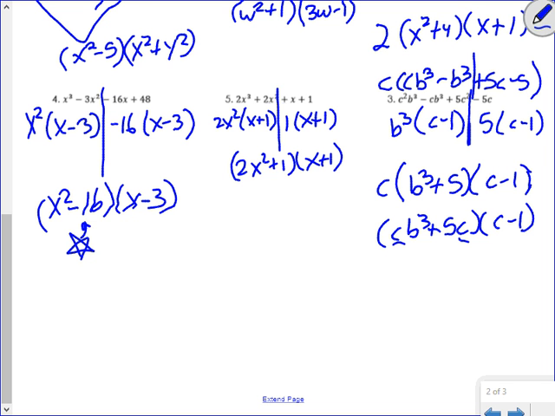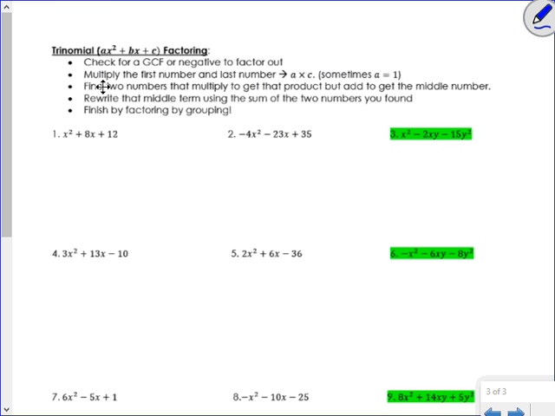Any questions about factor by grouping? Remember, how many terms does your expression need to have to use factor by grouping? 4. Okay.